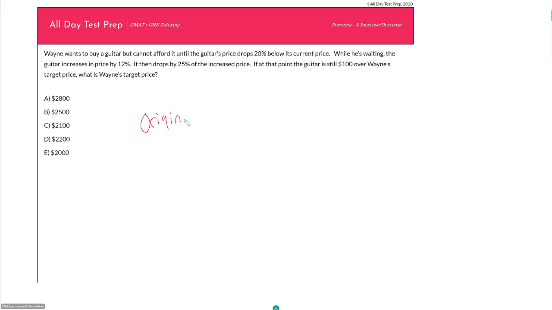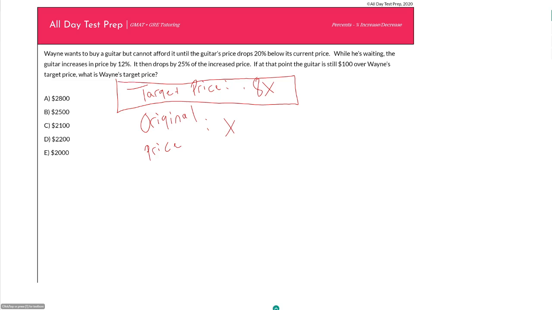So we got our original price. We will call that x. And then we also have some target price, and that is what we are solving for. So that is 0.8x. And so you can probably see a bit now where this is going. We are going to solve for x, but that is not what we want. We want 0.8x. And so once we realize that, you want to box off and star your target price, because once we solve for x, we have to remember that is not our answer.